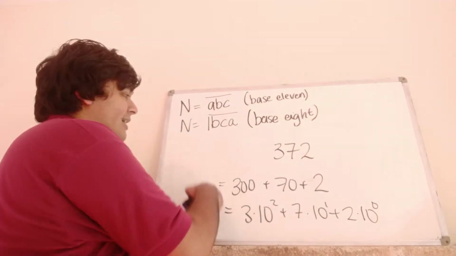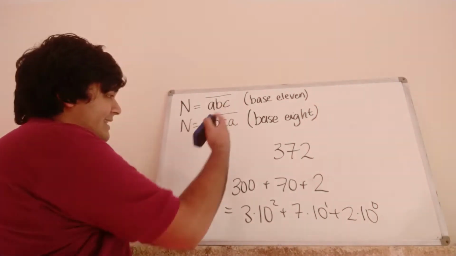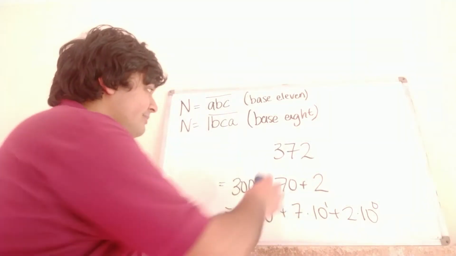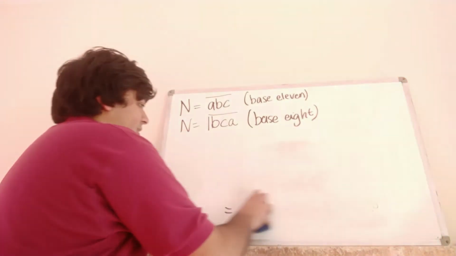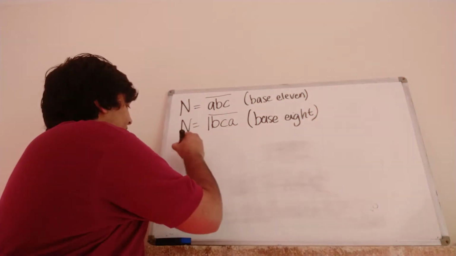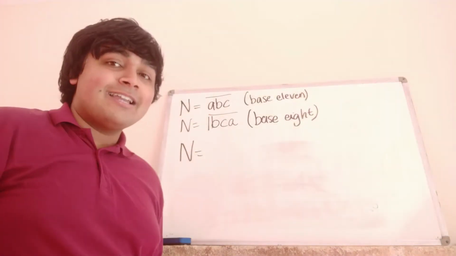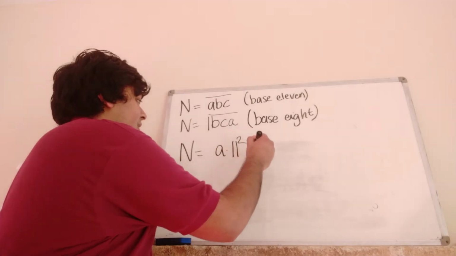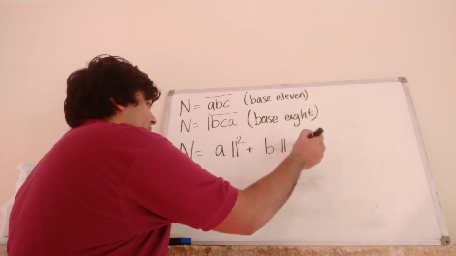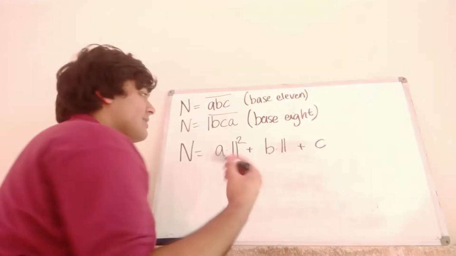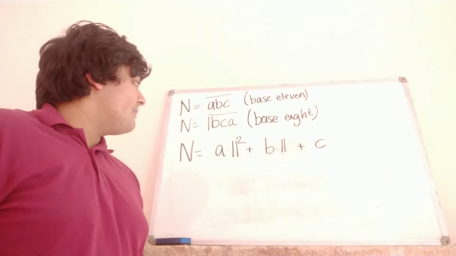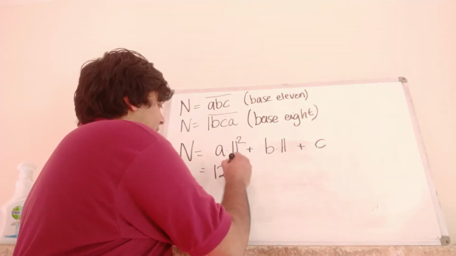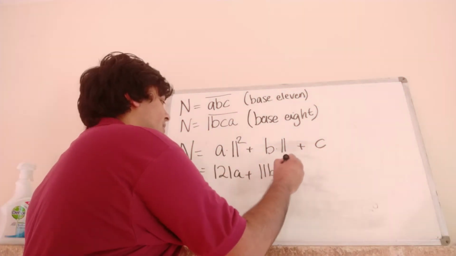So we can write n in base 11 using this ABC expression as the sum of powers of 11. In base 11, n is equal to ABC concatenated, and that means A times 11 squared plus B times 11 to the 1, which is 11, plus C times 11 to the 0, which is just 1. So n equals 121A plus 11B plus C.